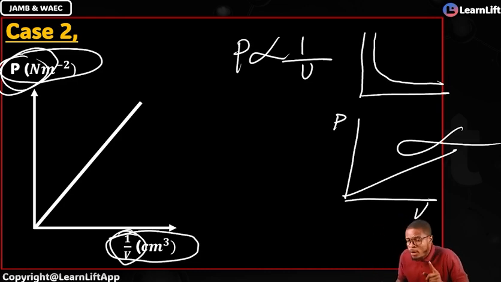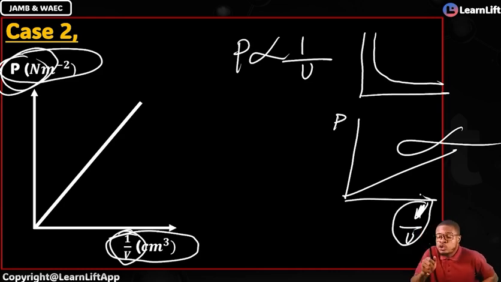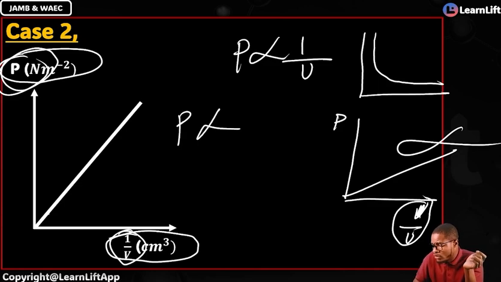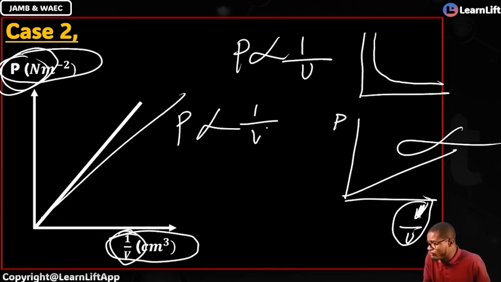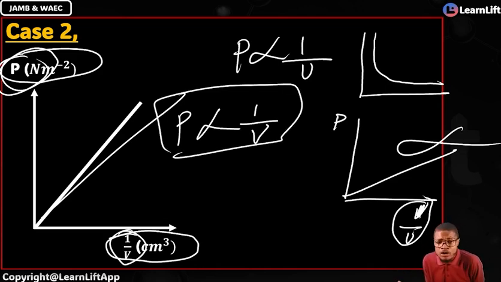Now, what makes it Boyle's law is that here we have 1 over V. If here is 1 over V, automatically that makes it Boyle's law. Because for pressure and volume, we said that pressure is directly proportional. This straight line graph is saying that it's directly proportional. That means pressure is directly proportional to 1 over volume. Yes, and this is what Boyle's law is telling us.